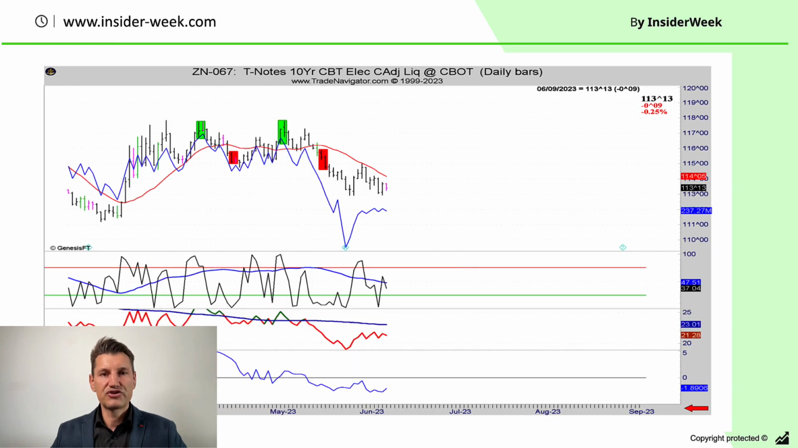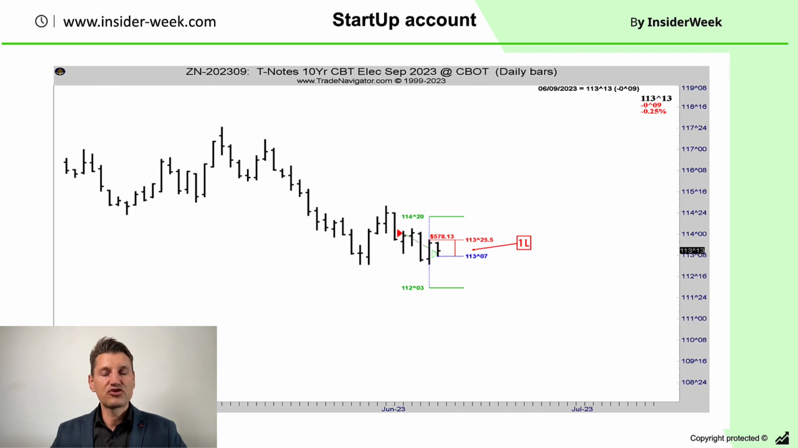Next step, daily chart and trend structure on the daily chart. As you can see, the market is in an upward trend. We got an entry pattern here, and I decide to trade this market on the startup account. This is a small account because the stop is here only $578. It fits the risk and money management on a small startup account.